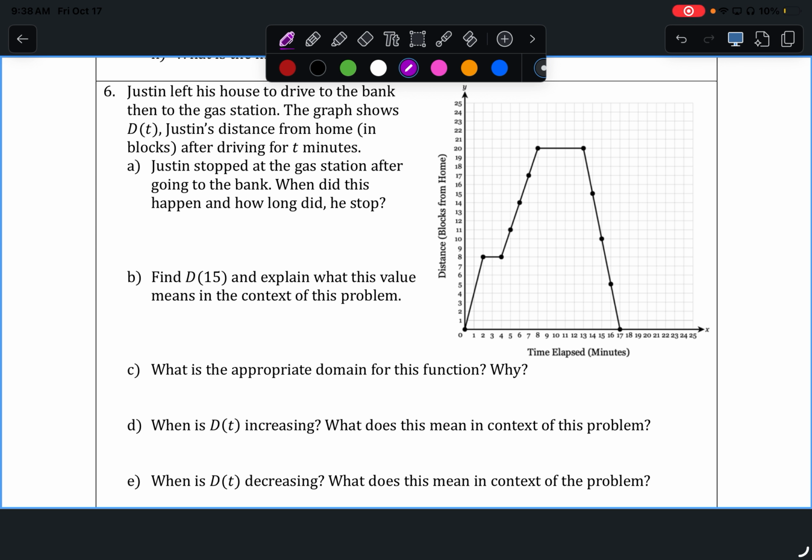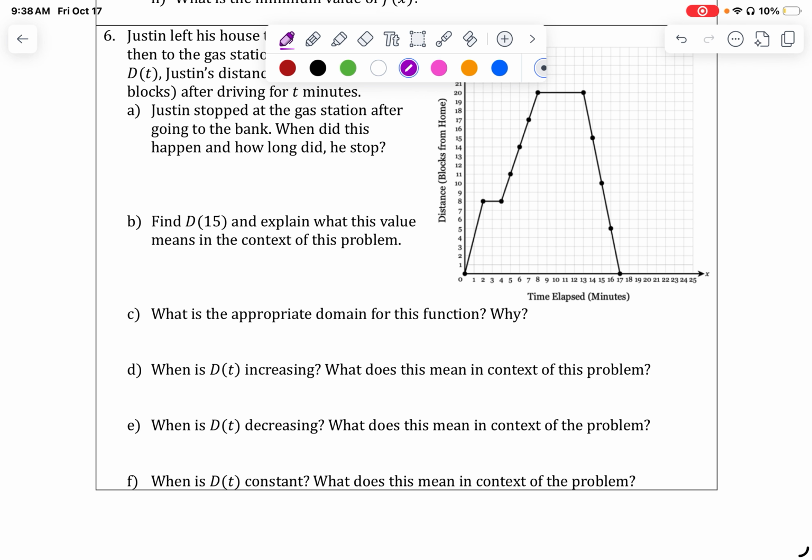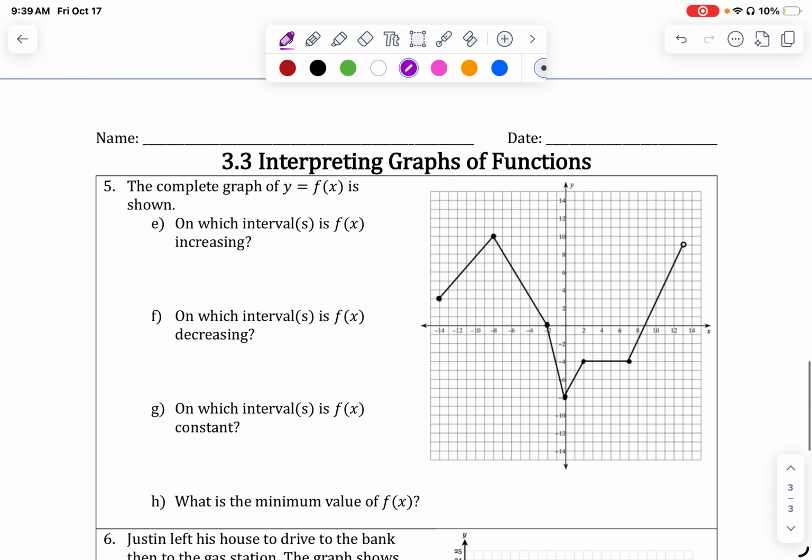What if you have like 3 points? Do you just keep doing the U thing? Keep doing the U. Remember the open circle or closed bracket? Open circles, parentheses, closed circles, bracket. Only on domain and range. Intervals of increasing, decreasing, or constant are always parentheses.